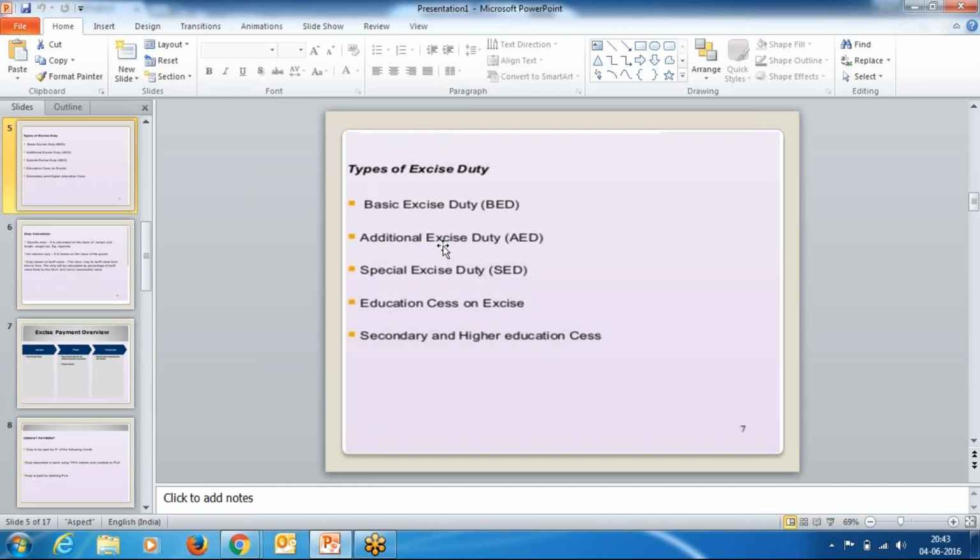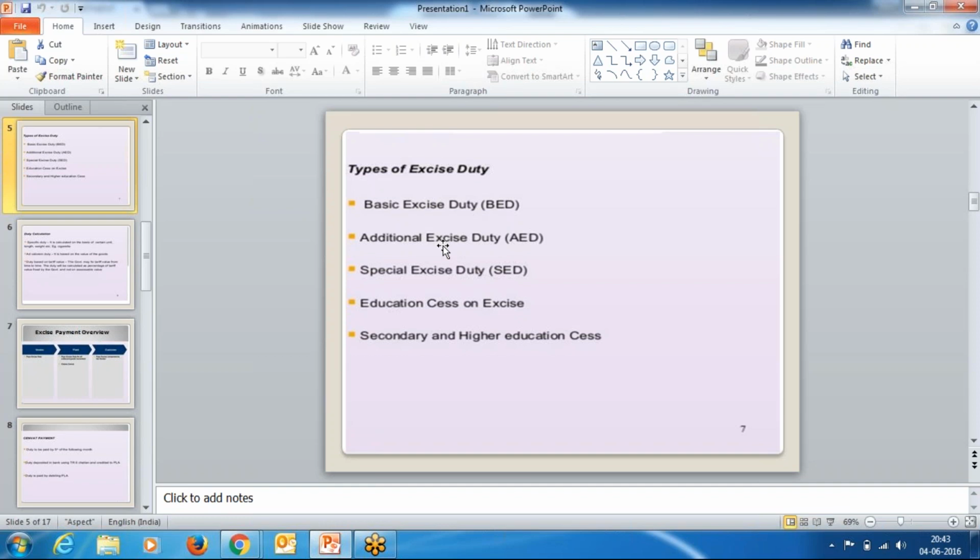Why is it so? See, special excise duty: nowadays the government has started a practice of declaring an area as an SEZ, special economic zone. In a special economic zone, they say that there will be tax-free production. So if you are in the SEZ, you are not bound to pay excise duty, but they'll take one marginal percent of excise from you by using this special excise duty. The special excise duty and additional excise duty, as I said, are mainly on the product.